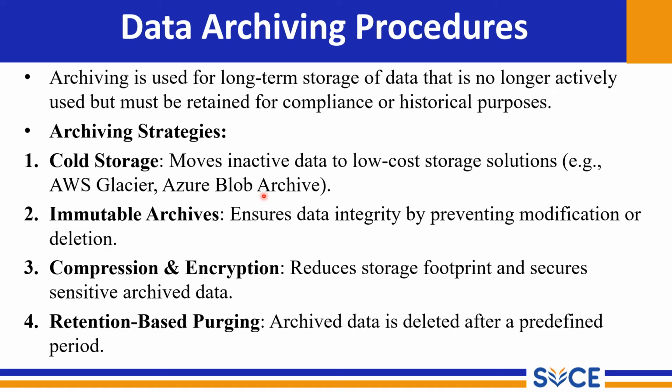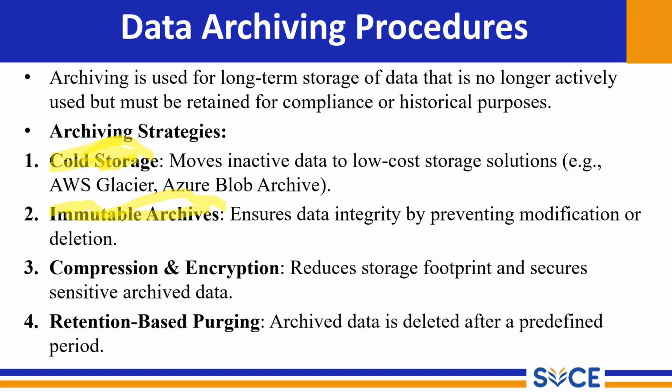Next are the archiving strategies. The first one is cold storage. In cold storage, inactive data is moved to a low-cost storage solution, for example AWS Glacier or Microsoft Azure Blob Archive. Next, we know what is mutable and what is immutable, right? Mutable means we can change the values, whereas immutable means we can't. Immutable storage ensures data integrity by preventing modification or deletion.